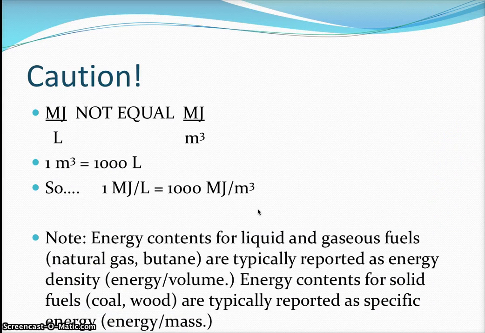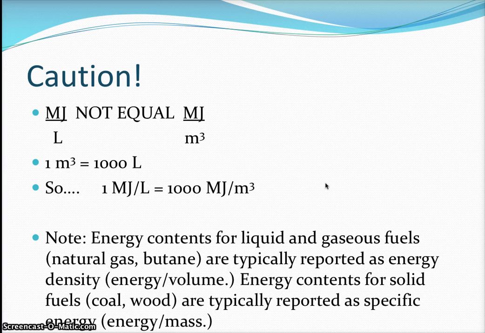So just a real quick note, this is something you can refer back to. Again, megajoules per liter and megajoules per meter cube are not the same. A liter is tiny, so it takes 1,000 liters to equal a meter cubed. So then the energy densities or specific energy is reversed. When you have 1,000 megajoules in a meter cubed, that is equal to 1 megajoule per liter.